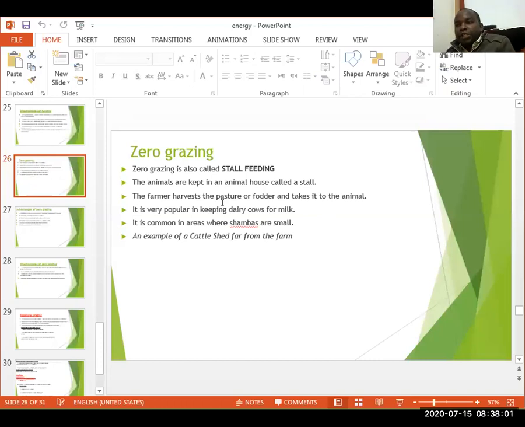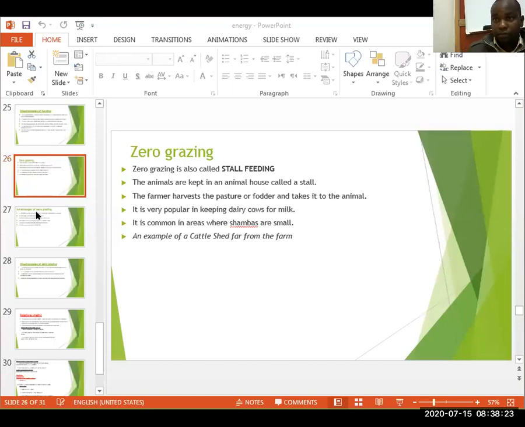The animals are kept in an animal house called a stall. The farmer harvests the pasture or fodder and takes it to the animal. And it is very popular in keeping dairy cows for milk. It is common in areas where shambas are small. Yes, zero grazing.